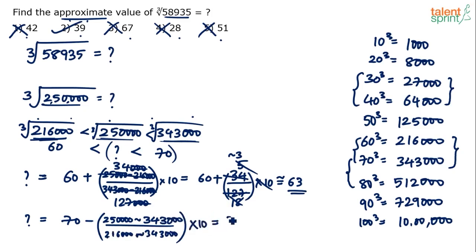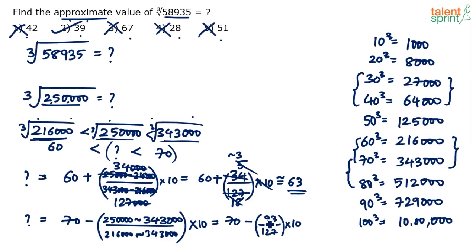So 70 minus, what is the numerator? 2,50,000 and 3,43,000, what's the difference? It's going to be 50,000 plus 43, 93,000. So 93 divided by, since the thousands get cancelled in numerator and denominator, so don't worry about that. 93 divided by what do we get in the denominator? 127 into 10. 93 by 127 into 10. Yes or no? 93 by 127.